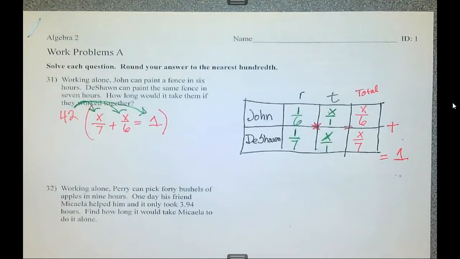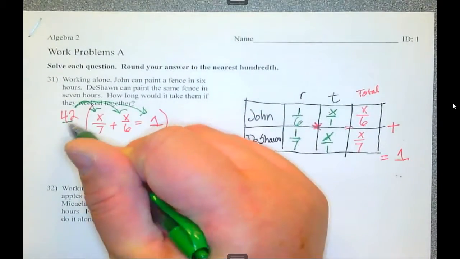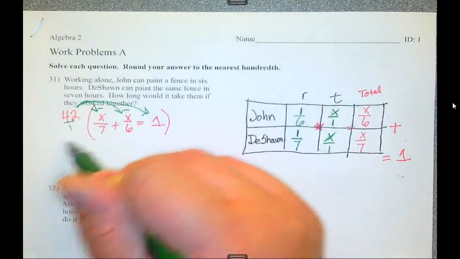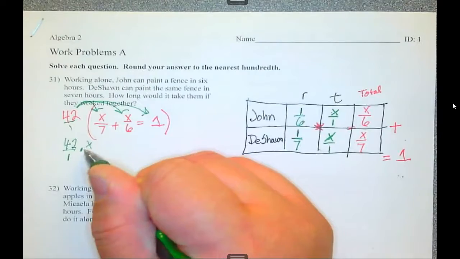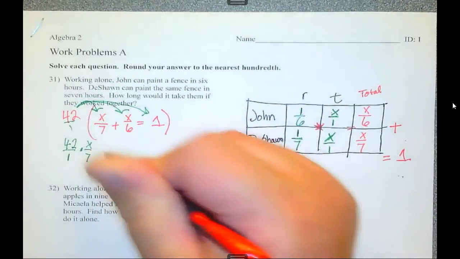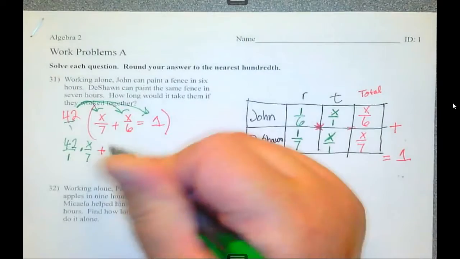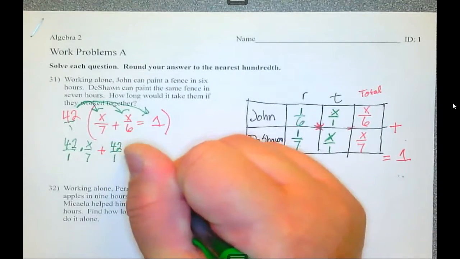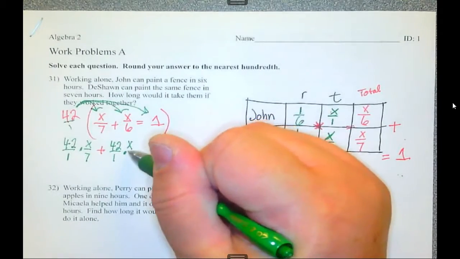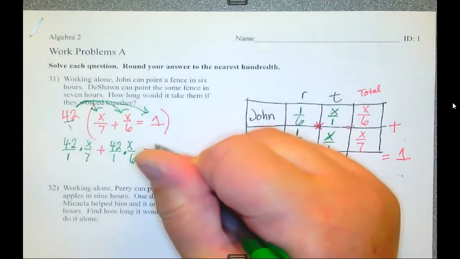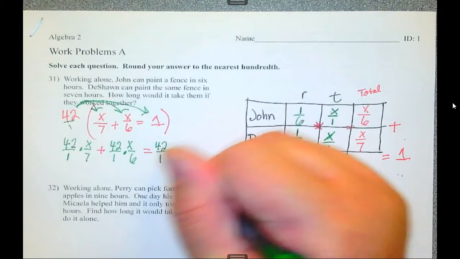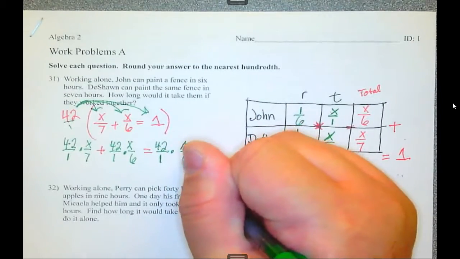Okay, now, you can do this one of two ways. Now, this is a pretty simple problem. I suggest that this is 42 over 1 because we're dealing with fractions. You could do it this way. I suggest that you do it: you're going to multiply 42 over 1 times x over 7, plus 42 over 1 times x over 6, equals 42 over 1 times 1, or 1 over 1.